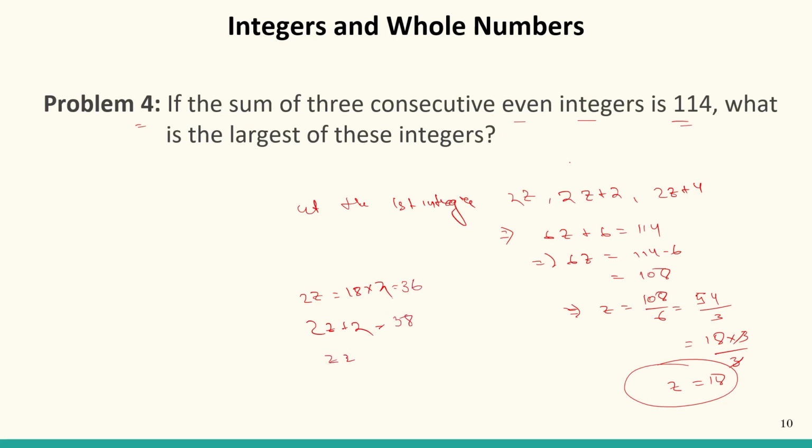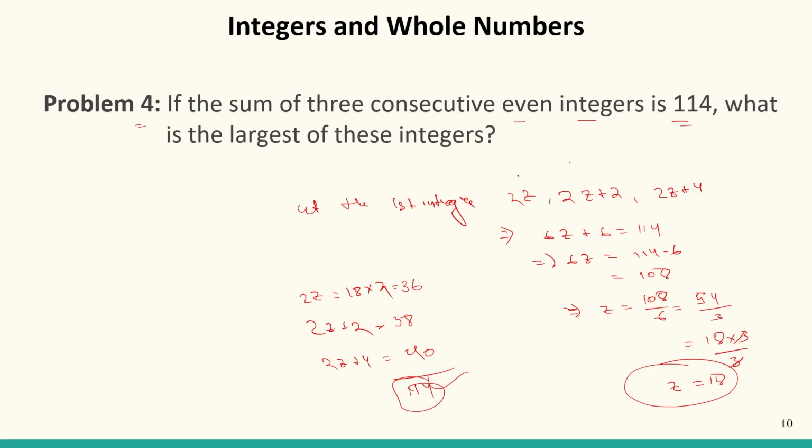And 2z plus 4 is equal to 40, right? So summing these 3 up, what we are left with is 114. Because 40 plus 30 plus 30, that is 60, is equal to 100. And 8 plus 6 is equal to 14. So the cumulative value will be 114.